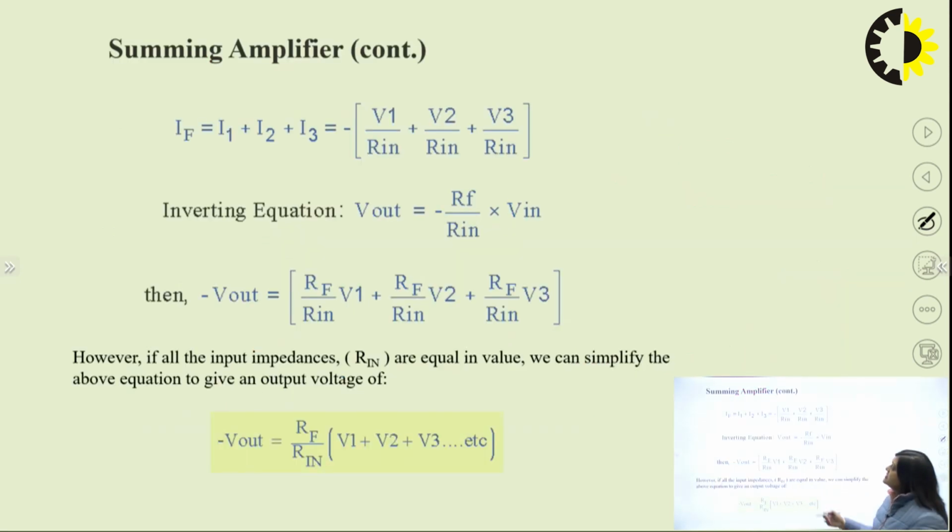so here we can see V1 upon Rin, V2 upon Rin. So ultimately the output voltage would be equal to Rf upon Rin times (V1 plus V2 plus V3), etc. Any number of voltages can be connected at the inverting input terminal, and we can obtain the output in this way.